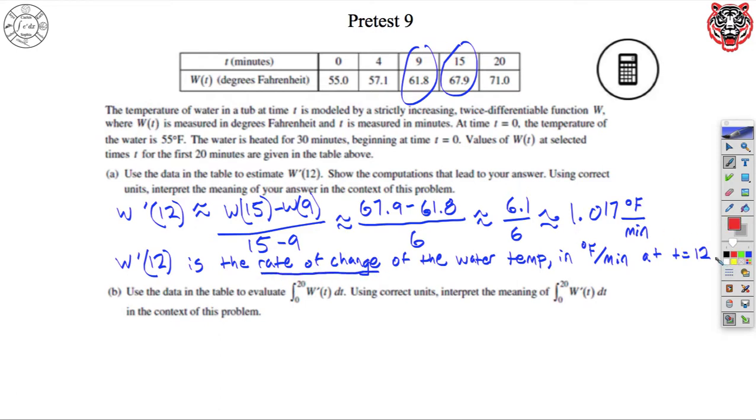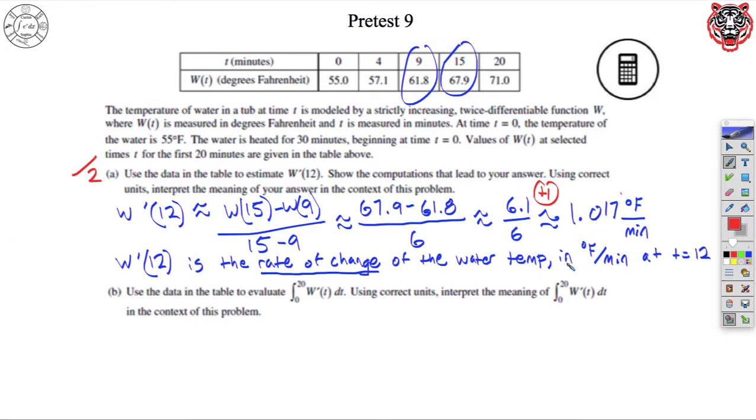All right, this is the point where you score your own pretest, because it was for homework last night. It's going to be out of 2 points. One of those points is going to come from part B, though. So the first point: did you get 6.1 over 6 or 1.017? That's plus 1 if you use units correctly.